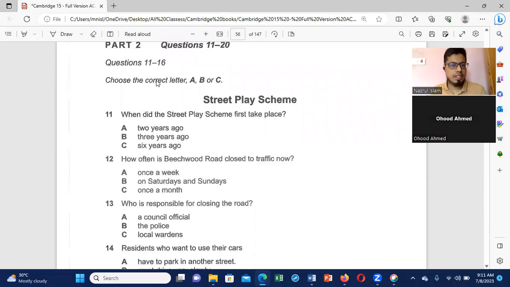Questions 11 to 16. Choose the correct letter A, B, or C. Then you can see the title, Street Play Scheme. Now my question is, what will you do? What will be your approach to solve the MCQ in the exam? It is one of the most difficult types of questions for many IELTS takers. What is the approach you apply?